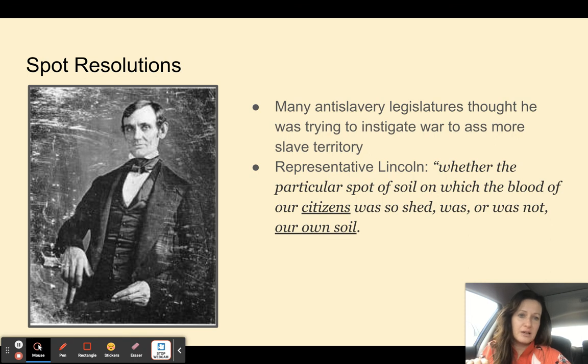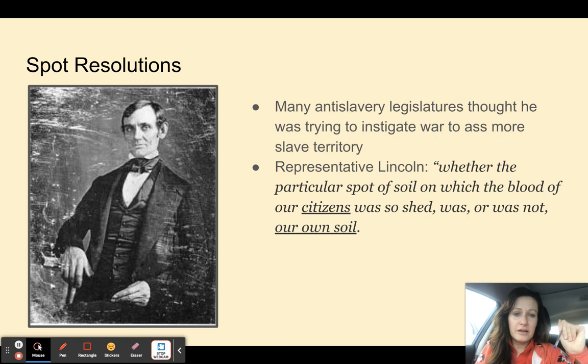legislators thought that, there's a big typo here. Oh my gosh. Oh no, I should just delete this whole thing now. He was trying to instigate war to add more slave territory. No, I get fired. All right.